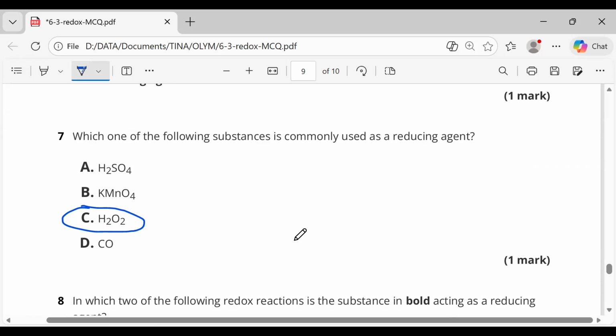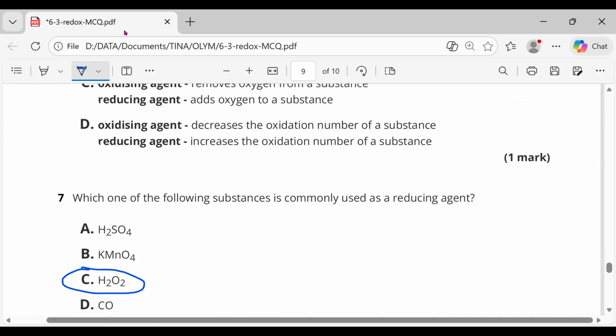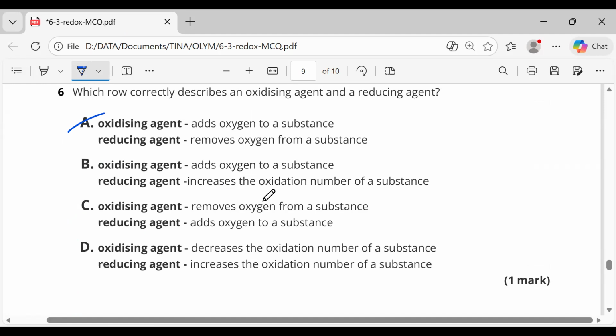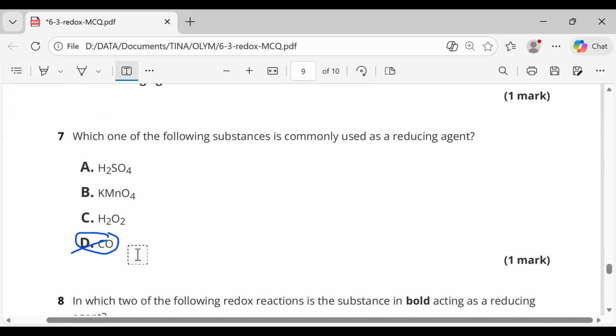Wait, for number 6, isn't it C? Sorry, D. Number 6: oxidizing agent removes oxygen from a substance? No, an oxidizing agent is not oxidation. An oxidizing agent undergoes reduction, so it adds oxygen to a substance. This one is CO. It's a reducing agent, because it loves to grab people's oxygen.